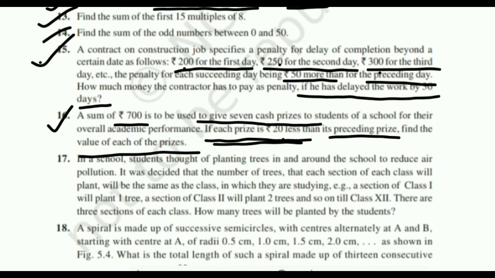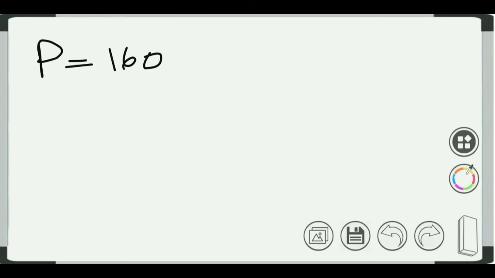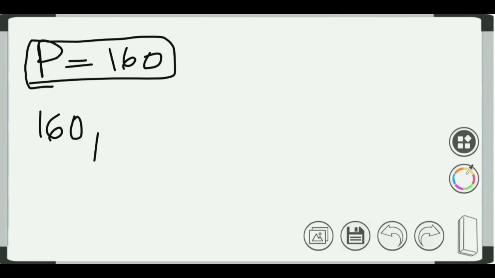Actually, you need to find the value of each prize. That means you need to form the AP. So you got first value is 160. Okay. P is 160 means cost of first prize is 160. Now what happens? What is the cost of second prize? P minus 20. That means 160 minus 20, 140.